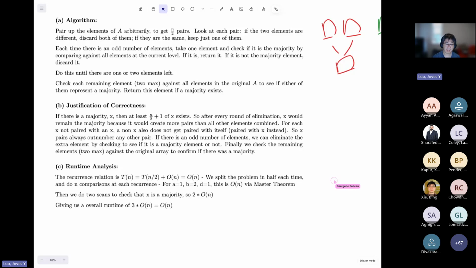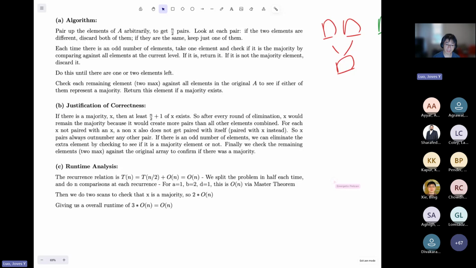Okay, and I'm not doing more than one subproblem, more than one recurrence. I'm only doing one, and it takes all of n work at worst case, right? Because at each level, I may potentially have one single odd element, and that odd element has to take all of n work to either confirm or eliminate. So it's T(n/2) plus O(n), which equals O(n). We split the problem in half each time. We do n comparisons at each recurrence. For a equals 1, b equals 2, d equals 1, this is O(n) via the master theorem. Okay, so that's one section of work.